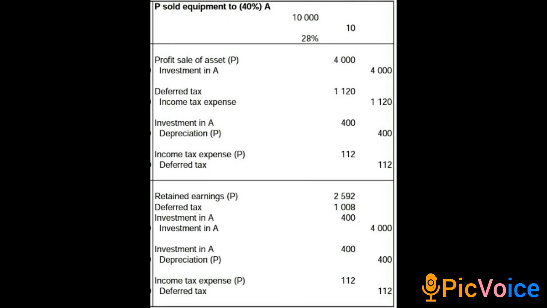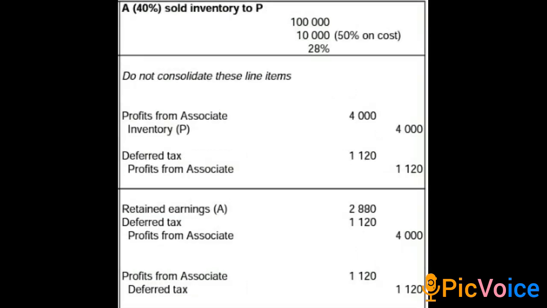I just want to say the journals that have investment debited and investment credited, you can just make it one journal entry by debiting investment. That portion represents the unrealized gain that will be realized in the future. And then in the current year again, you realize the gain through depreciation and investment.